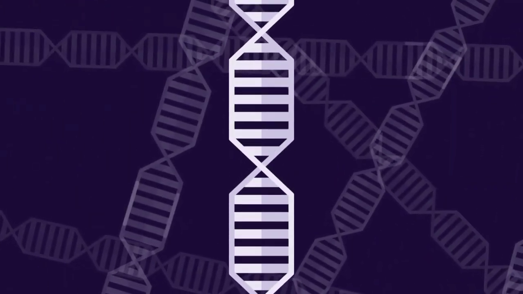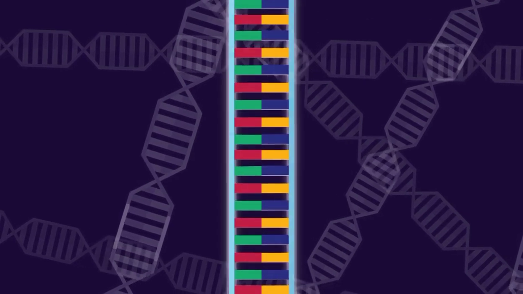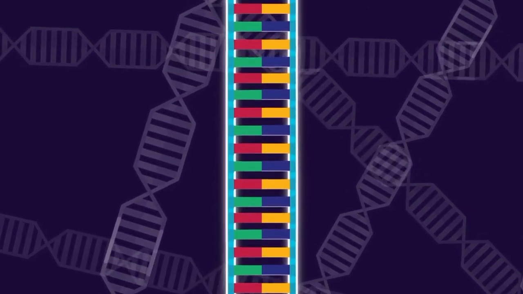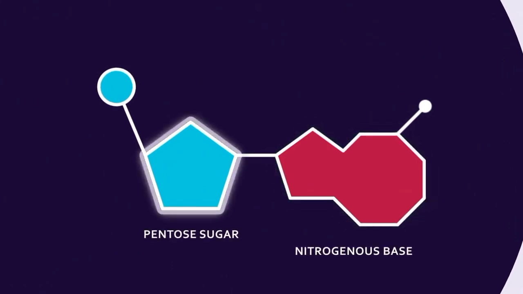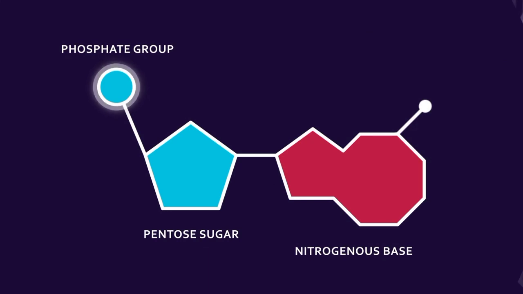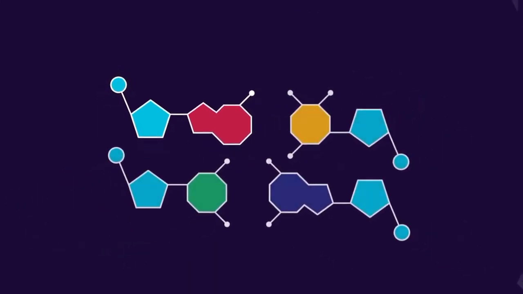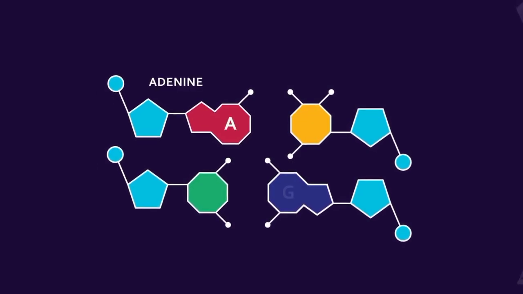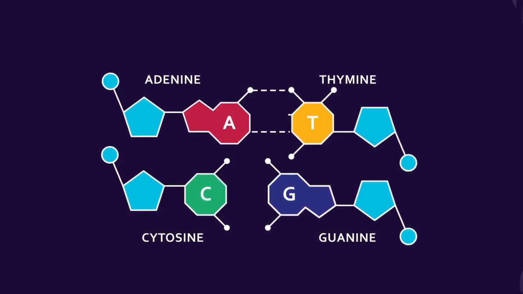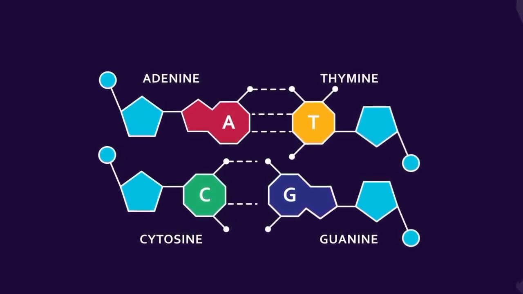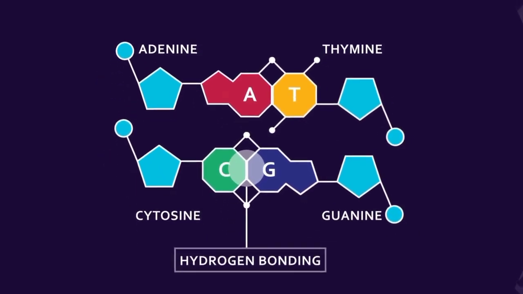Think of DNA structure as a ladder whose rungs are made up of different bases and whose sides are sugar phosphate. Each composition of this nitrogenous base, pentose sugar, and phosphate group is called a nucleotide. The nitrogenous bases are of 4 different types: adenine, guanine, cytosine, and thymine. Adenine will always bind with thymine and cytosine with guanine. This type of bonding is hydrogen bonding.